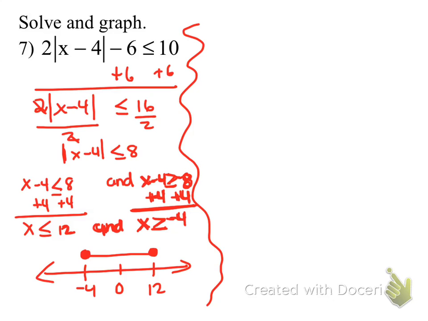Okay, now, let's make a different problem. This is where the mistakes happen. Let's say it's negative 2. You with me? Negative 2 times the absolute value of x minus 4 minus 6 is less than or equal to 10. I add 6.